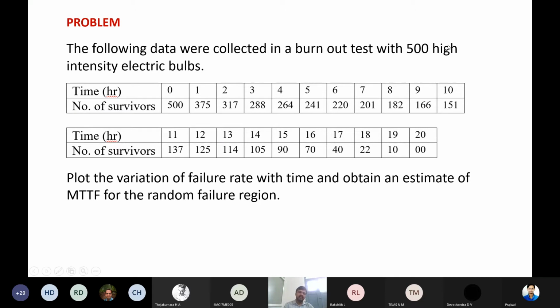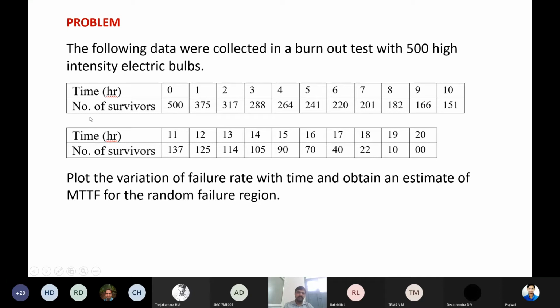The following data are collected in a burnout test with 500 high intensity electric bulbs. After manufacturing bulbs, the company is testing to know the life of the bulbs. What might be the life of the bulb? In order to do that, they are doing random sampling and picking 500 bulbs, and they are testing them. This is the data based on the test conducted by a bulb manufacturing company.